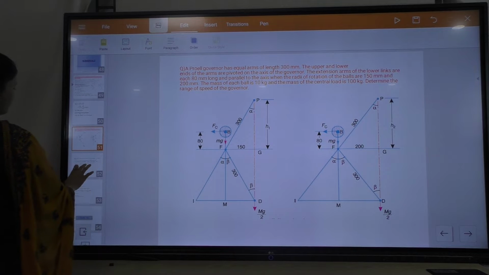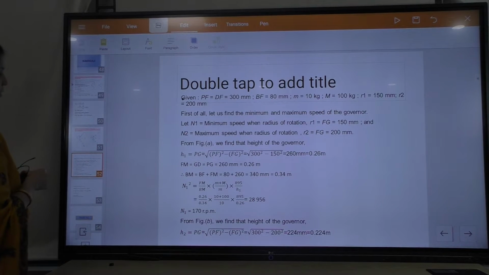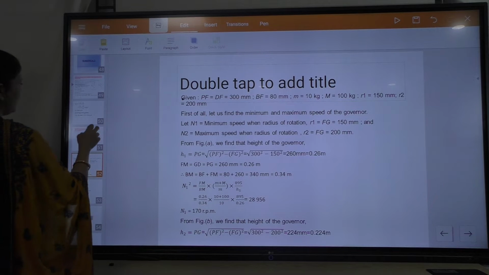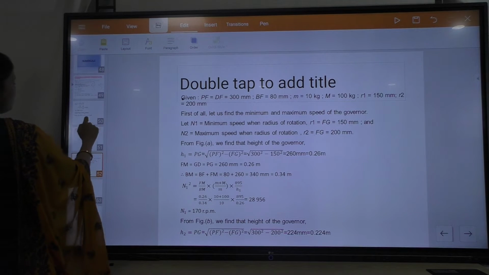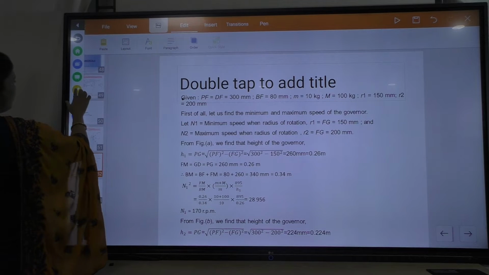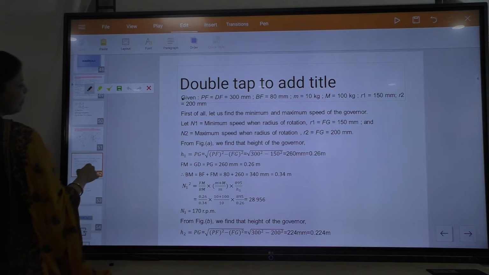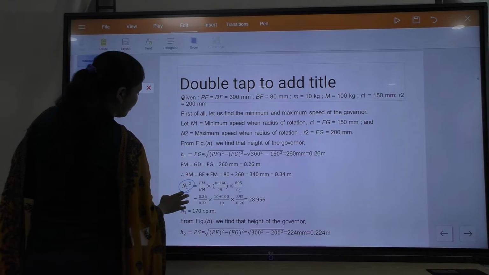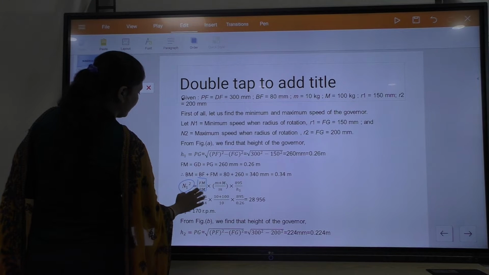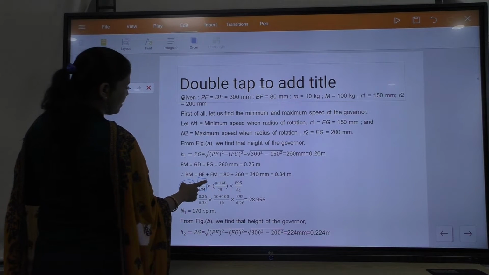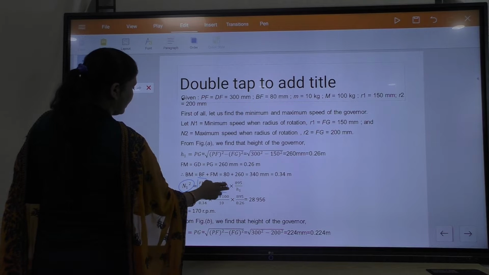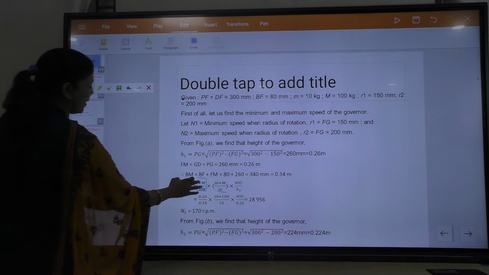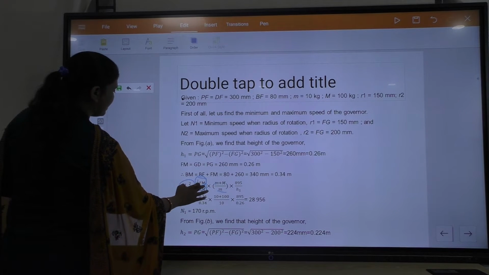Now, okay. So now we can find out the value of N1. But in case of Proell governor, the relation between H and N is N1 square equals Fm by Bm into small m plus capital M divided by small m into 895 divided by H. So now we have to find out the value of Fm and Bm.